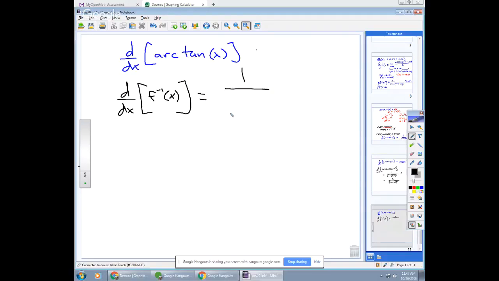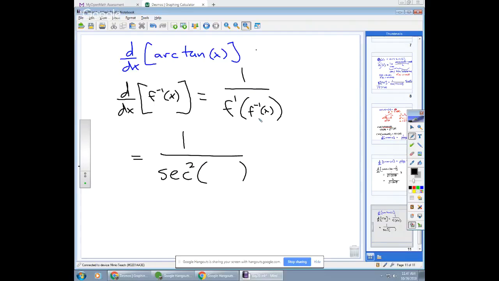Then that's going to be 1 over f prime with the inverse plugged in. All right, so applying that here, what's the inverse of the tangent? Sorry, the arctangent? It's the tangent. What's the derivative of the tangent? Secant squared. Okay. But the theorem here says I need to plug in the arctangent.